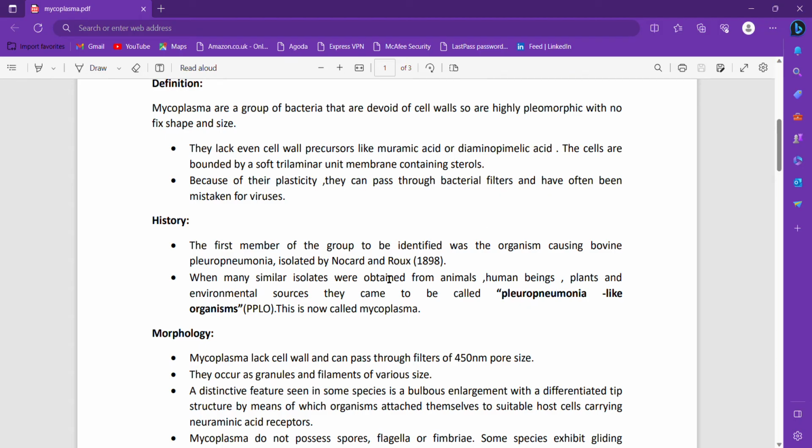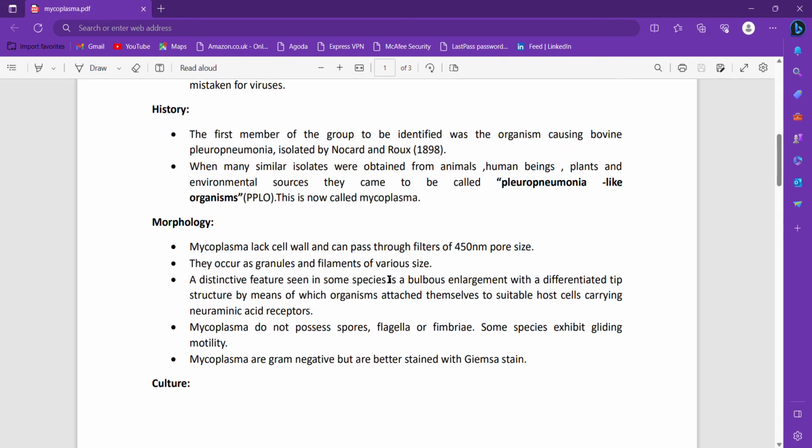And about the history of mycoplasma, the first member of the group to be identified was the organism causing bovine pleuropneumonia, which was isolated by Nocard and Roux in 1898. Many similar isolates were also obtained from animals, human beings, plants, and environmental sources. They are called pleuropneumonia-like organisms, but the new term for that organism is mycoplasma. Now people call this mycoplasma.